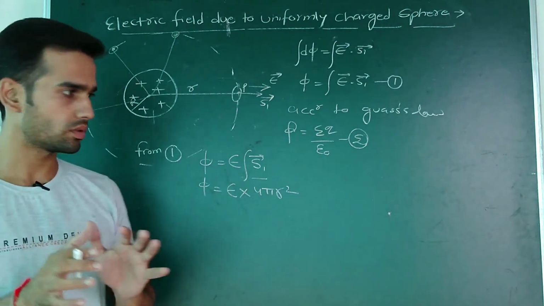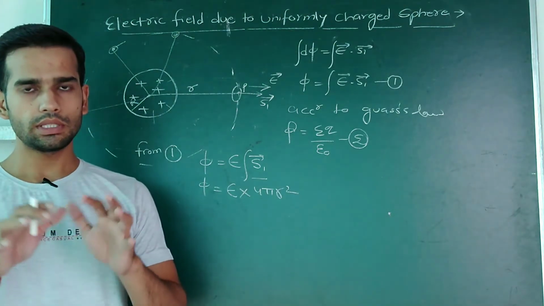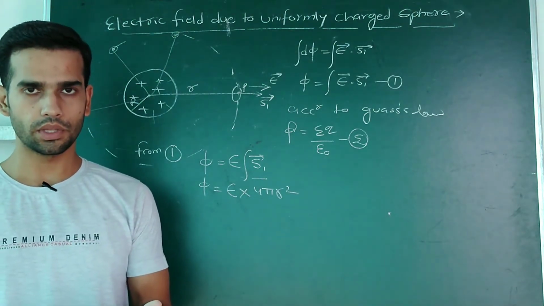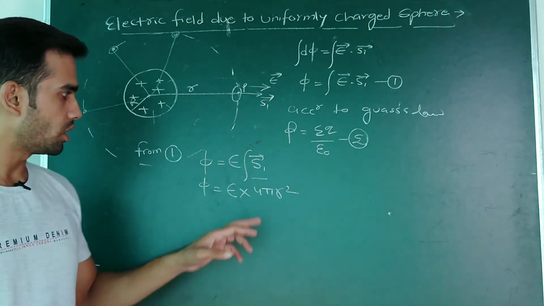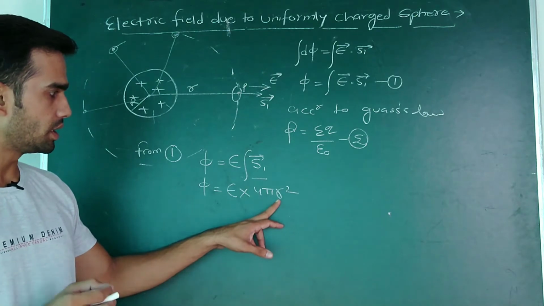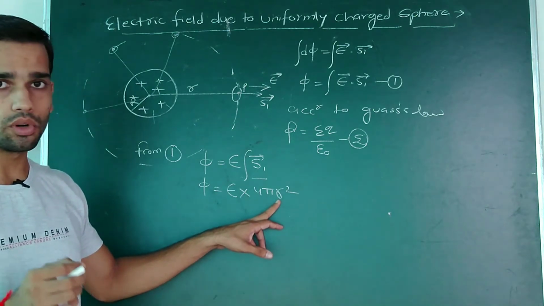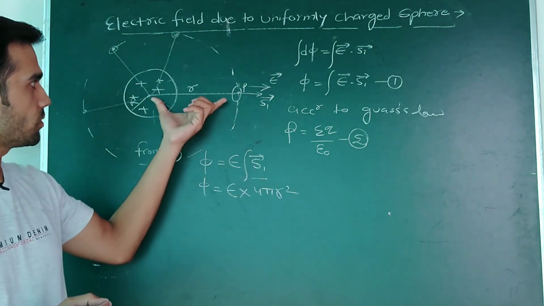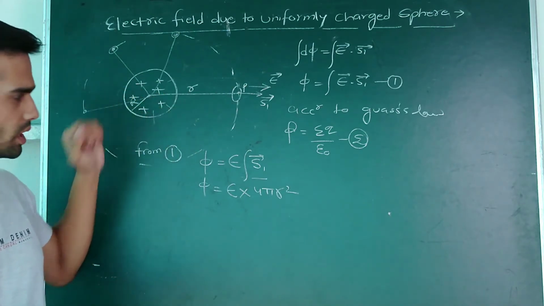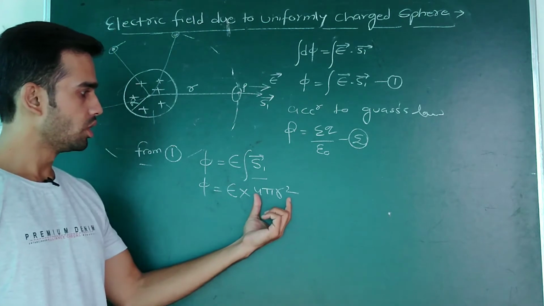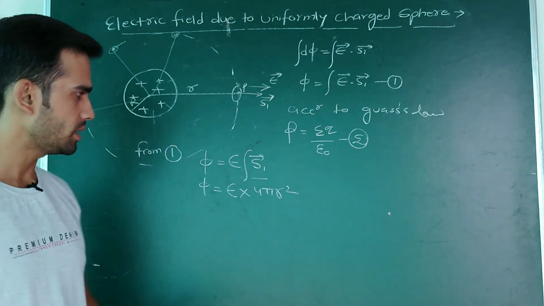The Gaussian surface here is spherical in nature, and the surface area of a sphere is 4 pi r square. And you have to keep in mind that here we have to use small r, because the radius of the Gaussian surface is small r, not the capital R. Okay, so this is the total surface area of the Gaussian surface.